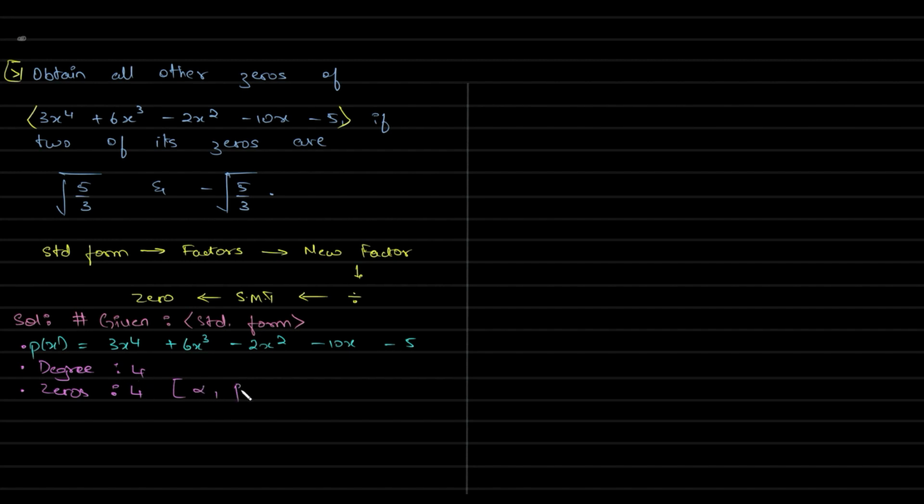So we have them to be alpha, beta, gamma and theta. If this is not convenient, write them as zero 1, zero 2, zero 3 and zero 4. And next, alpha is given, that is square root of 5 by 3, and beta is minus square root of 5 by 3. So this is done. Next we need to find the factors.